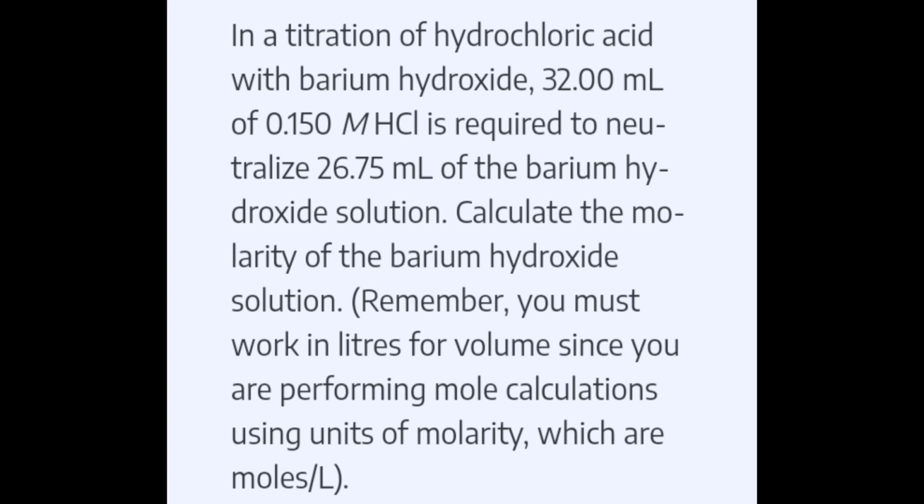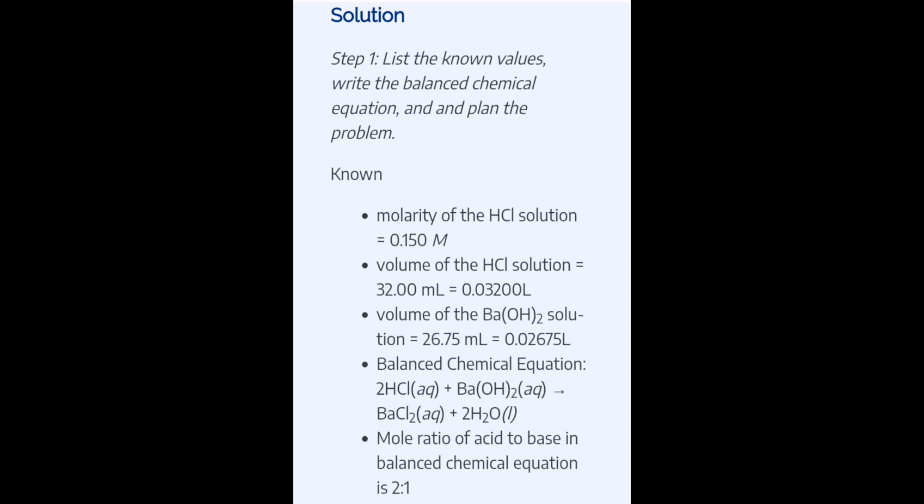My problem is: in a titration of hydrochloric acid with barium hydroxide, 32.00 mL of 0.150 M HCl is required to neutralize 26.75 mL of the barium hydroxide solution. Calculate the molarity of the hydroxide solution. Remember, you must work in liters for volume since you are performing mole calculations using units of molarity, which are moles per liter. So here is the solution.